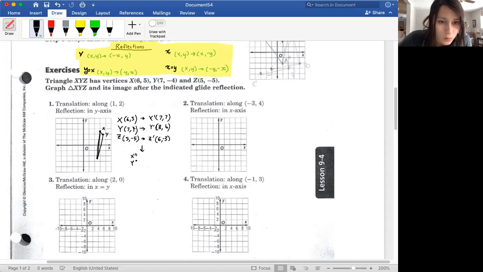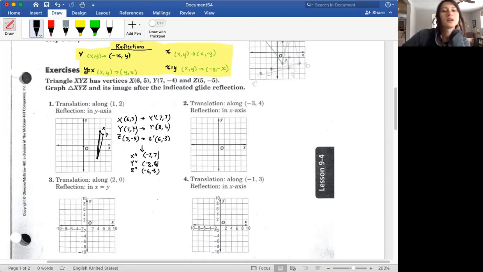Let me do x, y, z, now that it's gone through reflection. If I look up here at my notes, the reflection over the y-axis basically says I just make my x a negative and keep everything else the same. So this becomes negative 7, 7. This becomes negative 8, 6. And this becomes negative 6, negative 3. That stays the same. So now those are my points.